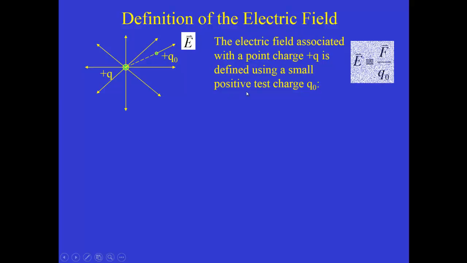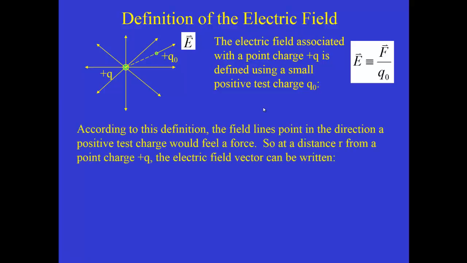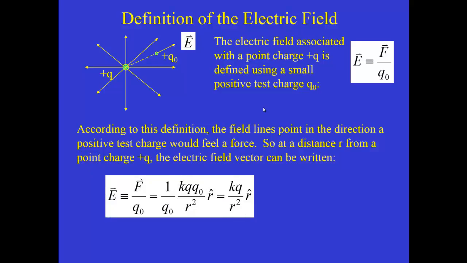And so we can define that electric field quantitatively as the force that that test charge would feel, if we could measure it, divided by the test charge itself. And so it becomes a property simply of the point charge plus Q and not a property of the test charge. The test charge is just used, in fact, as a kind of detector of this electric field. So according to this definition, the field lines, as I said, point in the direction that a positive charge would feel a force. And now we can go back and use Coulomb's law to find an expression for the electric field of a point charge.